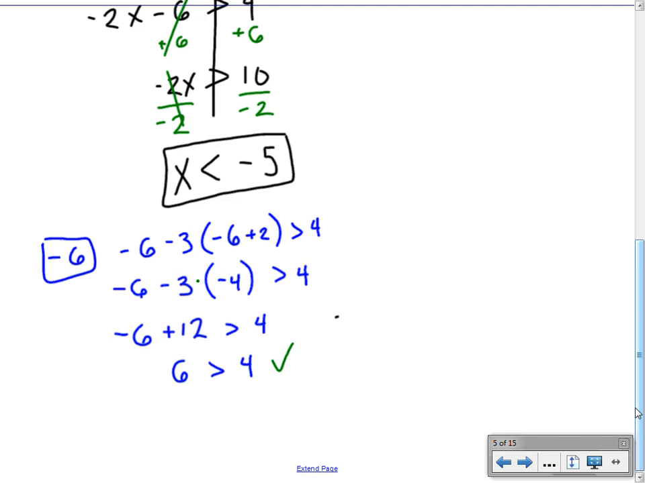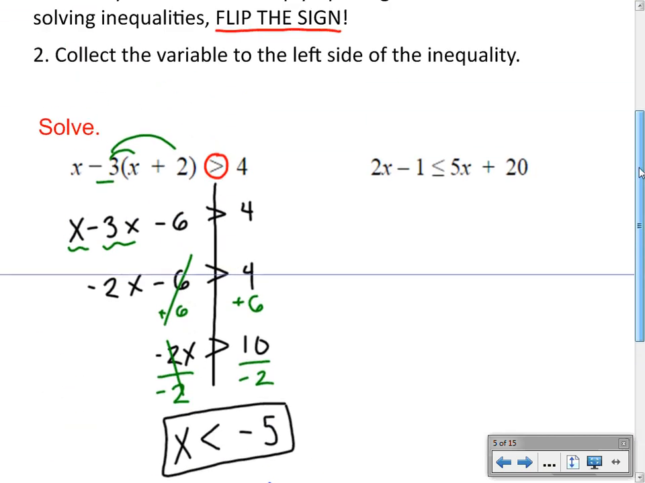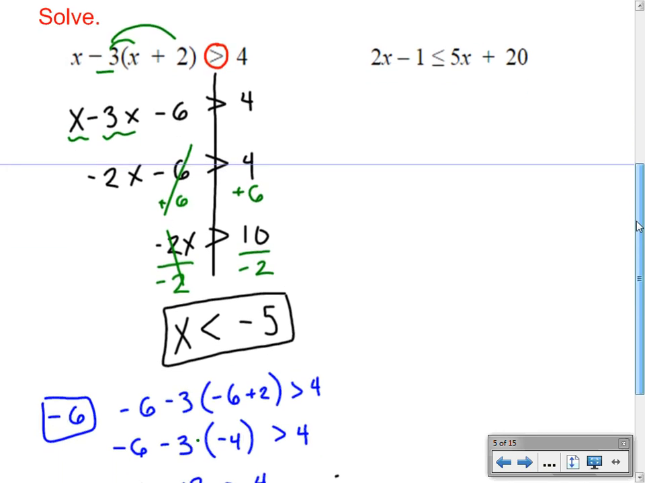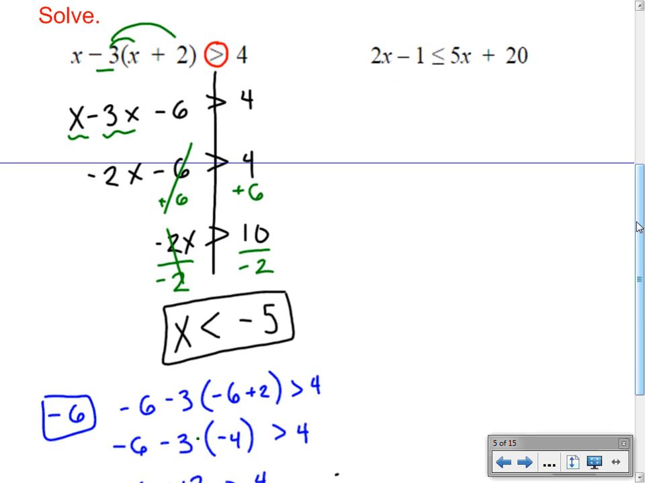If I pick any number that isn't less than negative 5 and plug it in, it's going to give me an inequality that isn't true. It might give me something like 2 is greater than 4, which is not correct. So let's look at one more example, and that's going to be it for this video. Make some space here.